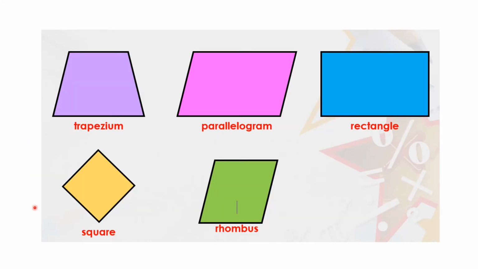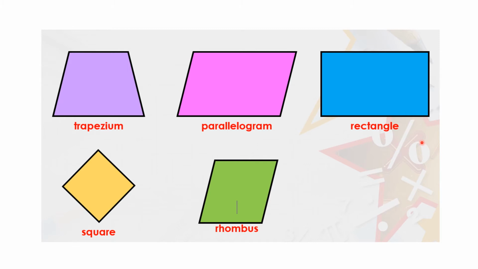Before you move on to your independent learning, let's review the names and properties of these quadrilaterals. So first we have the trapezium. It has 1 pair of parallel lines and no right angles. Then we have the parallelogram. It has 2 pairs of parallel lines and 2 pairs of lines that are equal length.